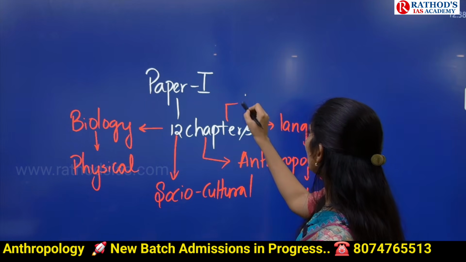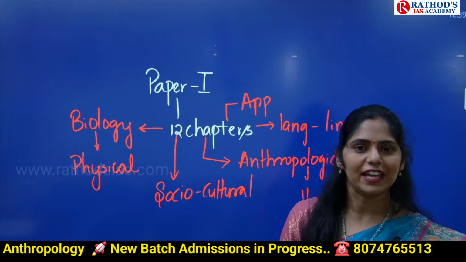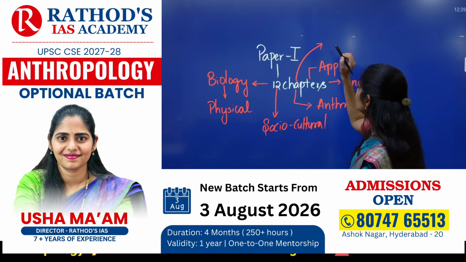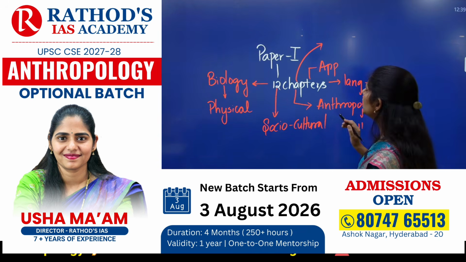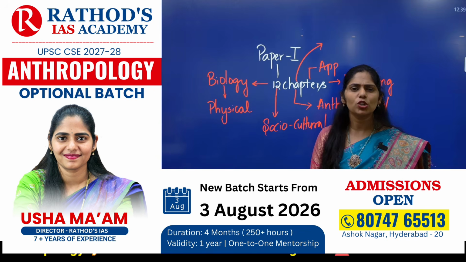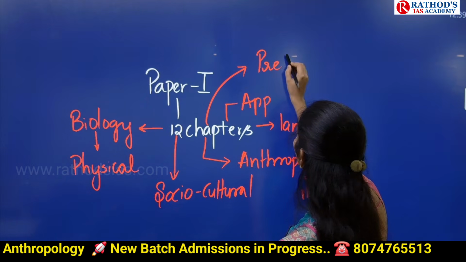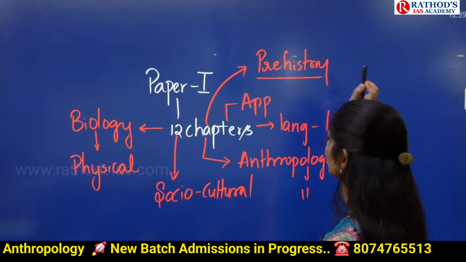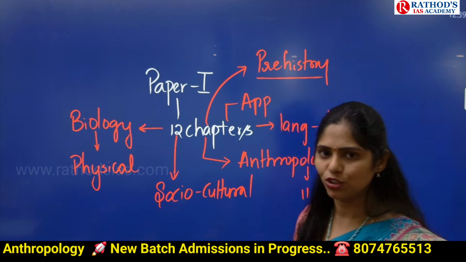And we have applications of anthropology, that is the last, 12th chapter. There is also a little bit of a history part in this paper 1. It talks about Paleolithic, Mesolithic, Neolithic, like that. That is nothing but your prehistory. These are the major chunks in this paper 1 of your anthropology.